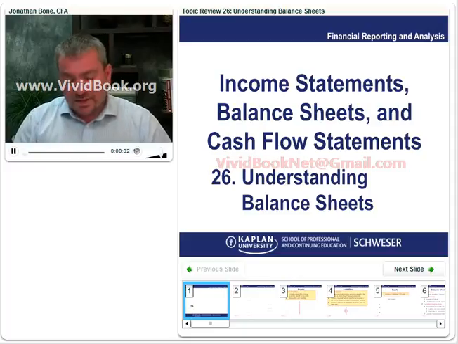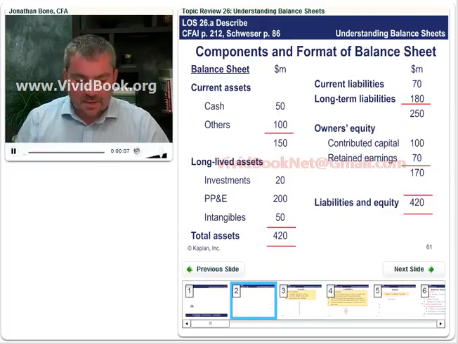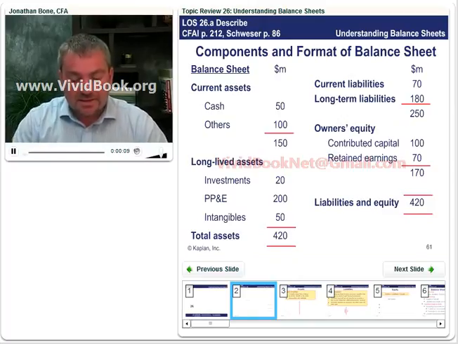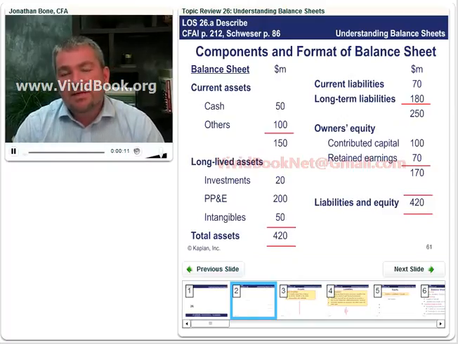Okay, our next reading is understanding the balance sheet. First things, we've been asked to describe the elements of a balance sheet, in particular assets, liabilities and equity. So here we have a classic balance sheet.